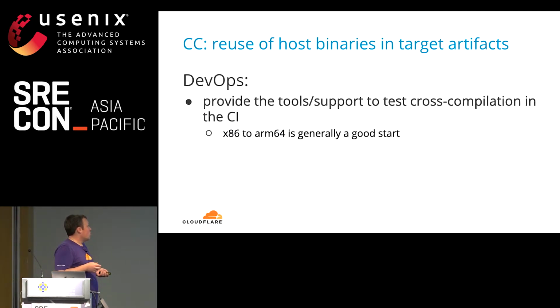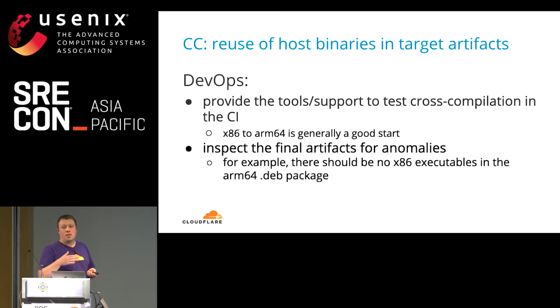For DevOps, you again provide tools and support to test cross-compilation in the CI. And additionally, you can also inspect the final artifacts for anomalies. Like we can have a check, like why does this Debian package for ARM64 architecture contain an x86 executable? Doesn't make any sense.